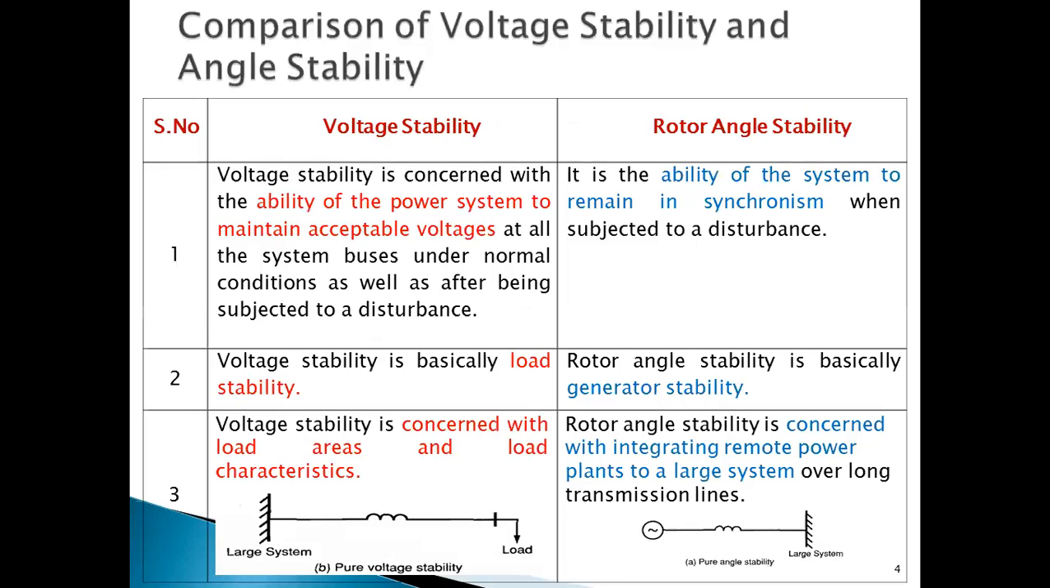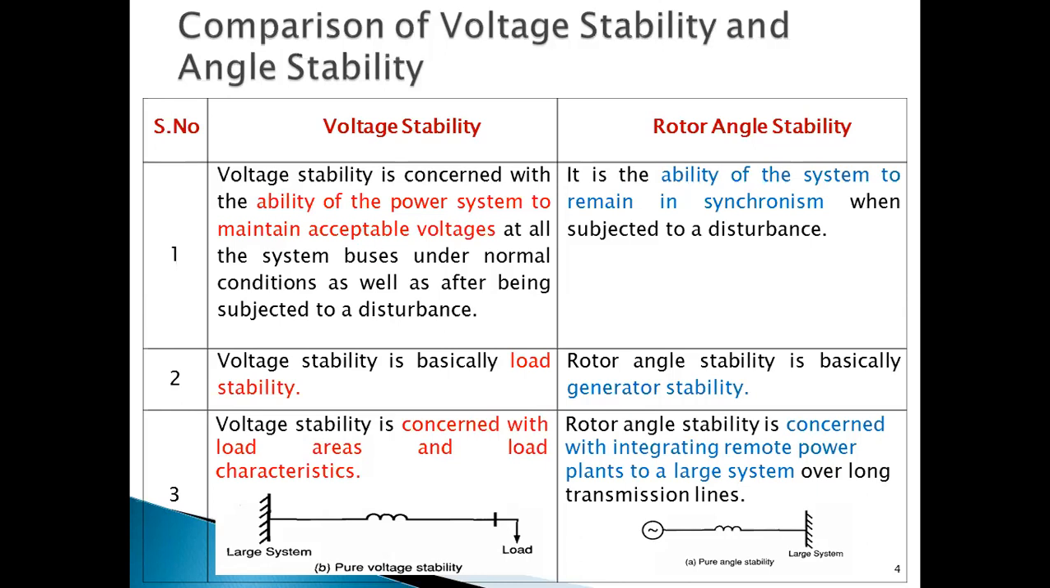Now we will move on to the next topic, the comparison of voltage stability and rotor angle stability. First point is related to the definition, how voltage stability is defined and how rotor angle stability is defined. As I discussed earlier, voltage stability is concerned with the ability of power system to maintain acceptable voltages at all the system buses under normal conditions, as well as after being subjected to a disturbance. Whereas the rotor angle stability is the ability of the power system to remain in synchronism when subjected to a disturbance.